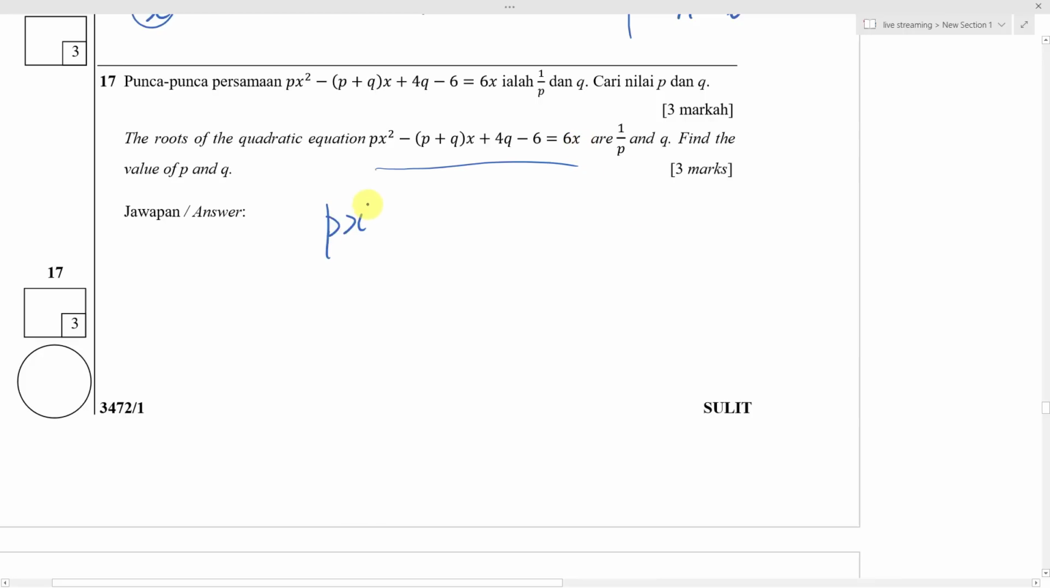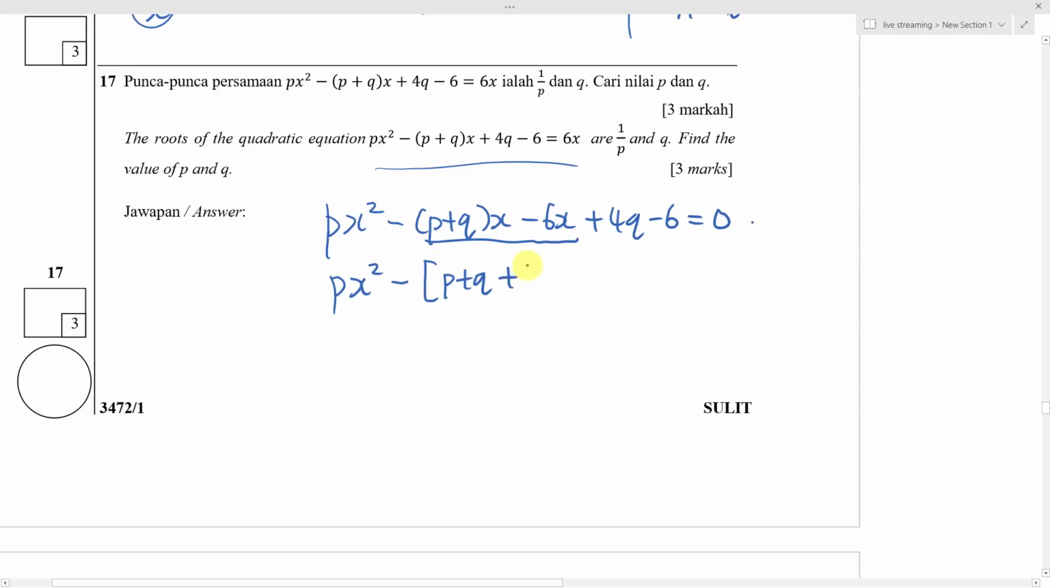So I will move the 6x to over here: 6x plus 4q minus 6 equals 0. Okay, I'll do the sum of roots first. Oh, no, if I straight away do it, you'll find it very confusing. So I will factorize the x out from here, so I minus, this one is p plus q plus 6x here, and then plus 4q minus 6 equals 0.